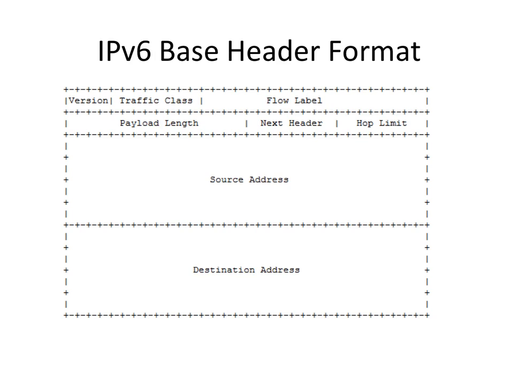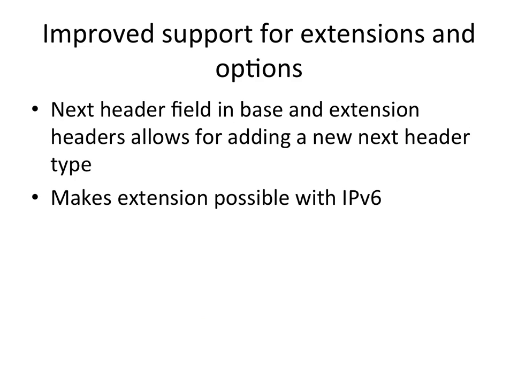The next header field is used to tell the computer or router what header is after this base header. So that's how we implement things like fragmentation or options that we'll talk about in a minute. So, improved support for extensions and options. Based on using that next header field, if we need to add some new option or support a new protocol, we can simply add a new next header value, and then we can build that in.